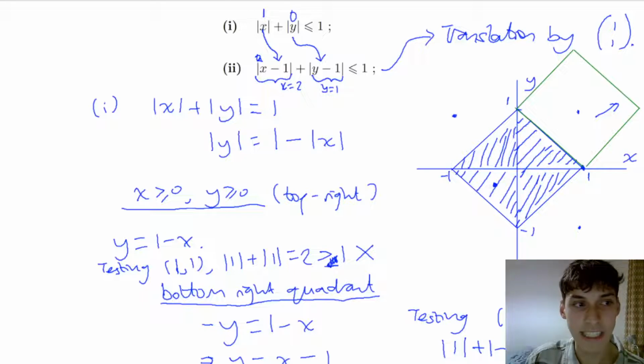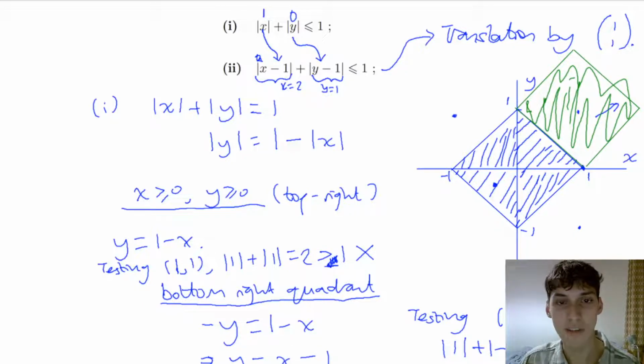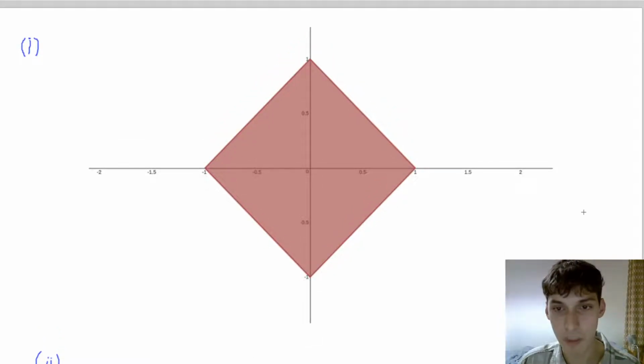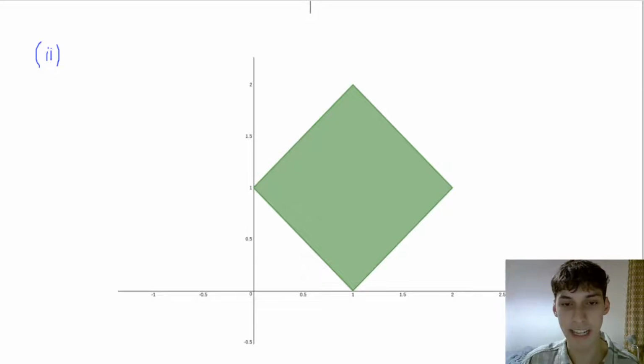And the shading will be exactly the same, because it's just the same graph that's been translated. We can shade just the inside bit, and that's completely fine. And I've actually, from the solutions document, copied over the graphs that have been put up by computer. This is part I's graph, exactly the same as what we got, and this is part II, where they've shifted it to the right and upwards by 1.